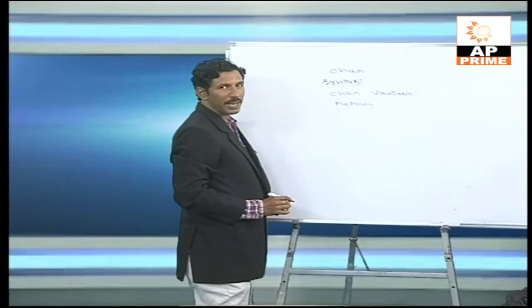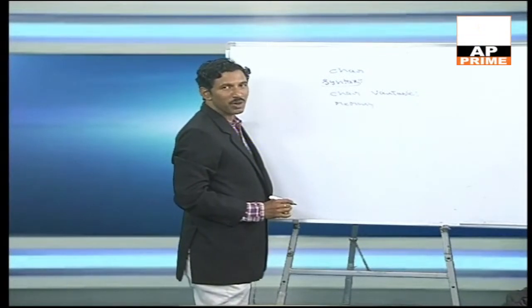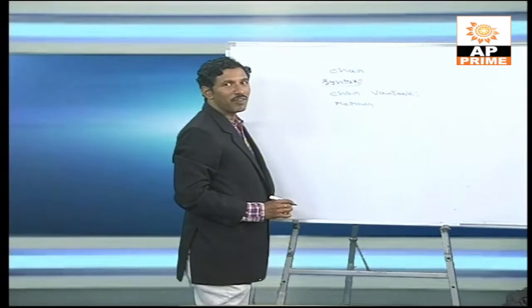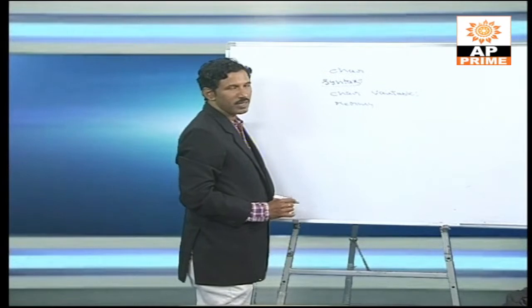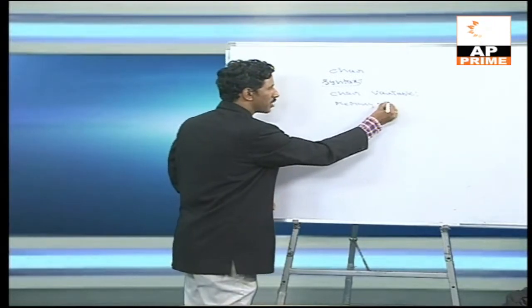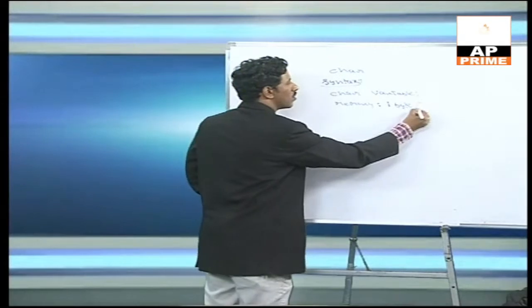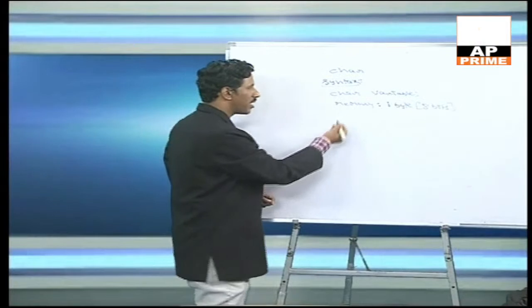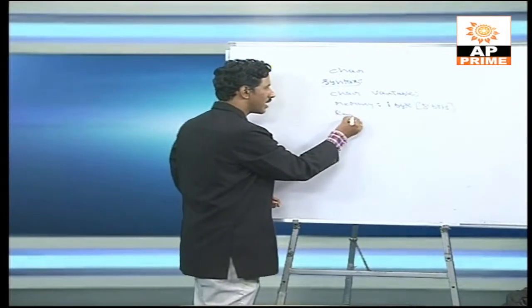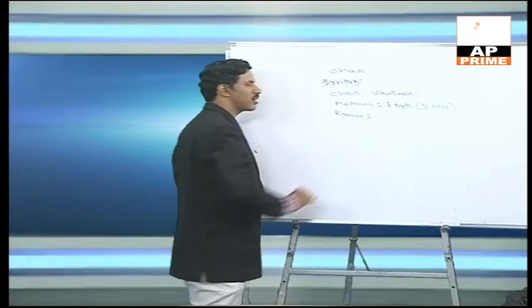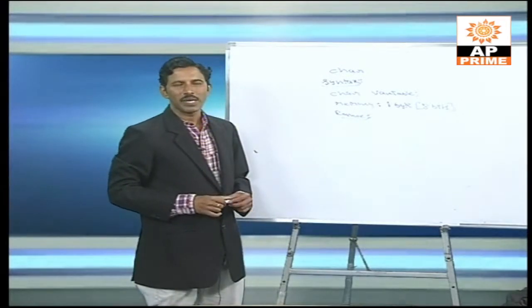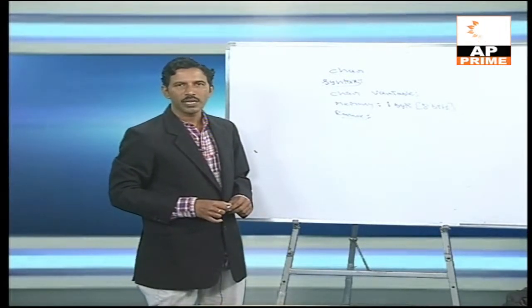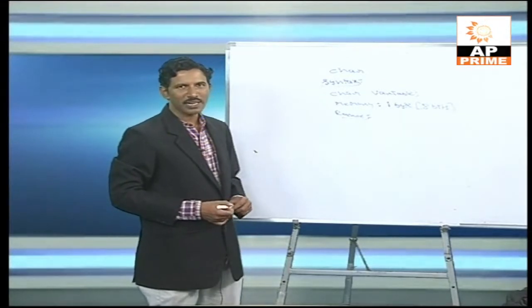When I use the character data type, how much memory is occupied? 1 byte of memory is occupied. 1 byte means how many bits? 8 bits. So the character data type occupies 1 byte, which is 8 bits. Whenever I use the character data type, what is the range of characters? Which character to which character can be entered?